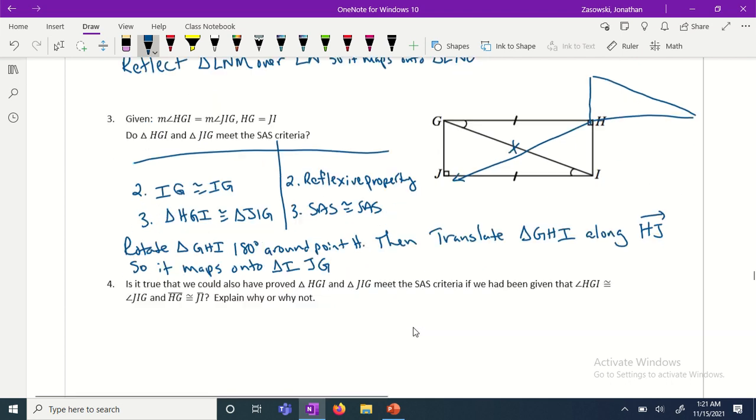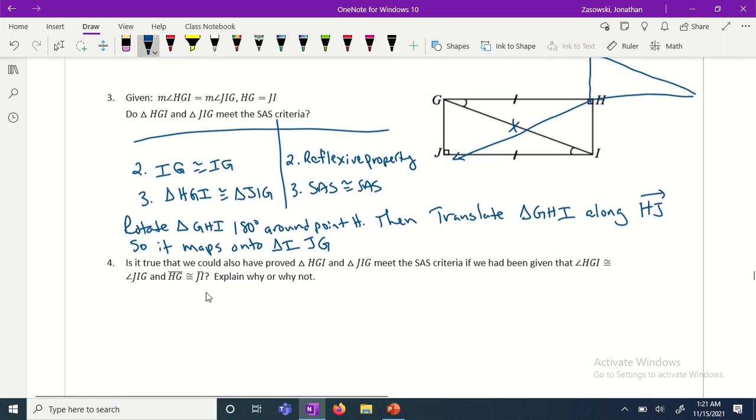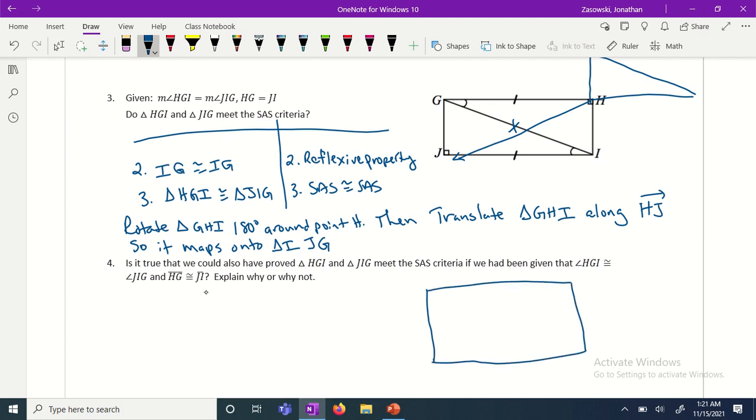All right. And then could we also prove the triangles are congruent given that these two sides and these two sides? Why or why not? Well, let's redraw this. So if we started with this figure going down, okay, we had G, J, H, and I. We have these two. Okay, so now if angle JIG, so this angle here, right, and HGI, this angle here, and HG congruent to IJ.